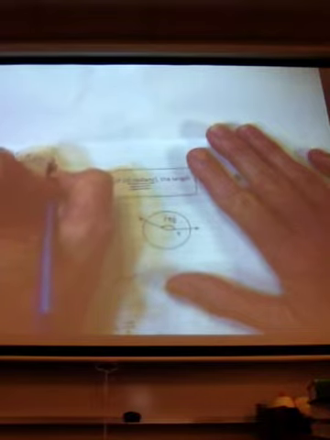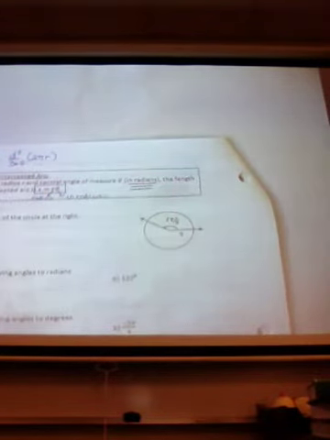Now, you did this in geometry. You had a different formula. In geometry, you had degrees over 360 times 2 pi r. So if it was 60 degrees, it was 1/6 of a circle, and you're taking 1/6 of the circumference. Doesn't that make sense? If it's like 20 degrees, you're taking 1/18 of the circumference of the circle. Now we have another formula when it's in radians.